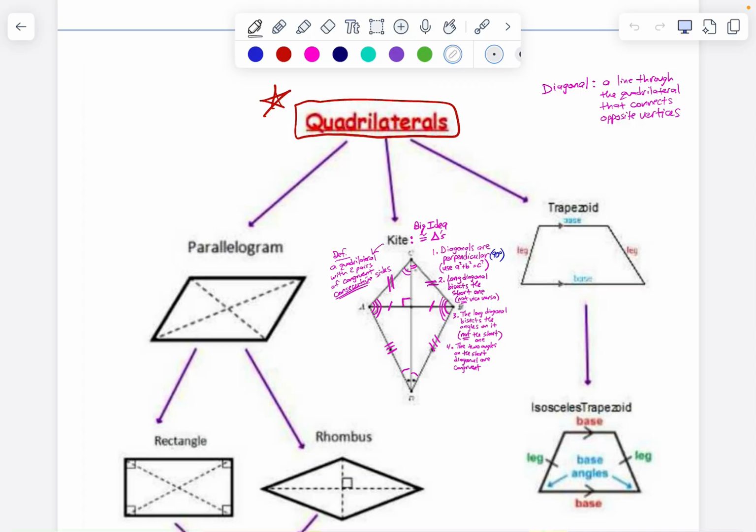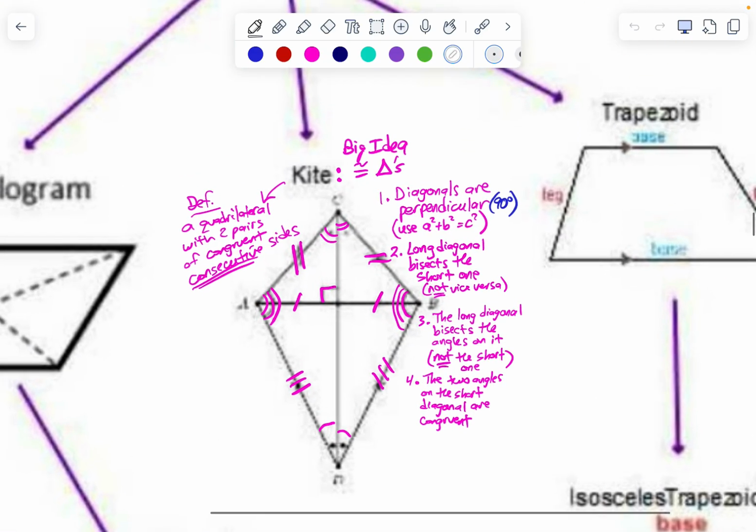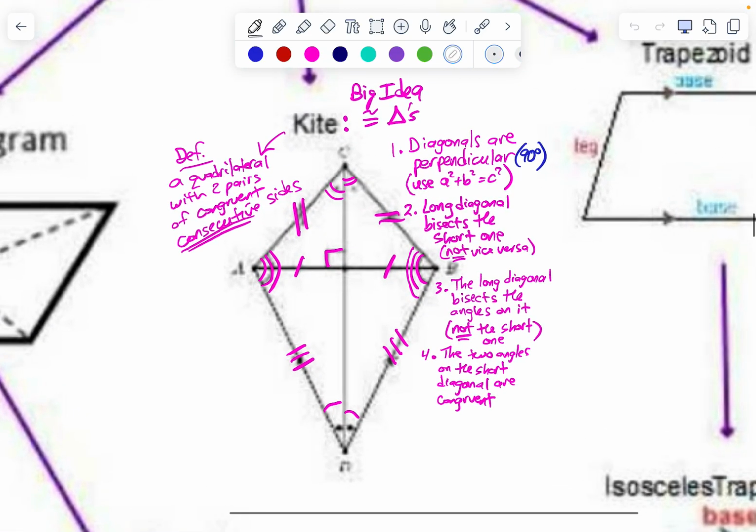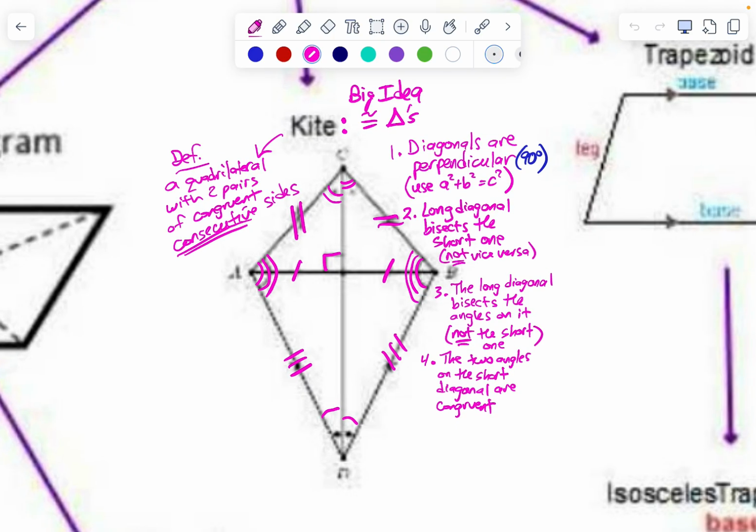So the first one was a kite. We found there were 4 properties plus a definition. And most of those properties came from the fact that this is 2 congruent triangles. So the definition is a quadrilateral with 2 pairs of congruent consecutive sides. So going around the figure, as you go across 2 sides in a row, they are congruent. And then opposite sides are not congruent. So if you want to add that to your sheet, just as a clarification, opposite sides not congruent.